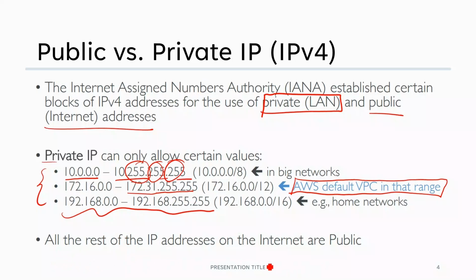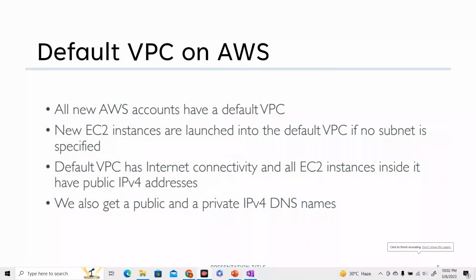All the rest of the IP addresses are public, right? So that's a public pool, so whenever a new device connects to the public internet, one of those IP addresses is assigned to that particular device, like a mobile. Okay, so what is a default VPC on AWS?